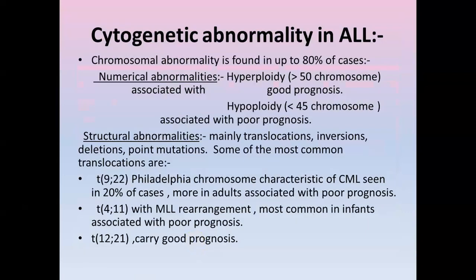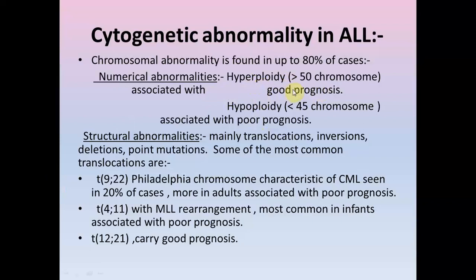What about cytogenetic abnormality in ALL? We have chromosomal abnormality usually found in about 80% of the cases. It's either numerical abnormality in the number of the chromosome or structural abnormality, meaning the translocations. So what are the numerical abnormality? It's either hyperploidy or hypoploidy.